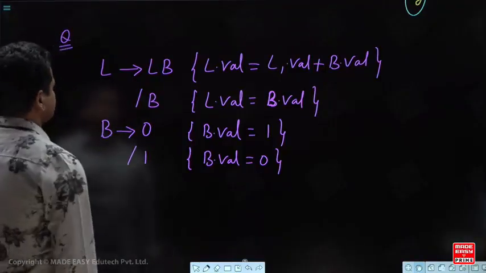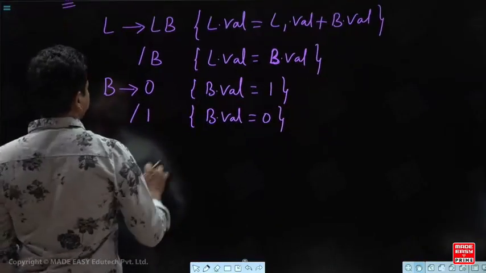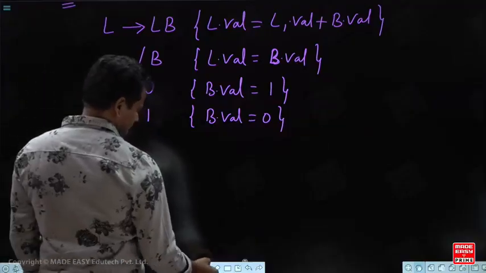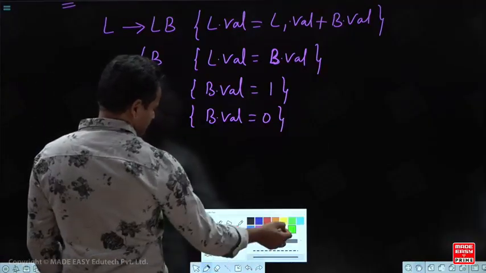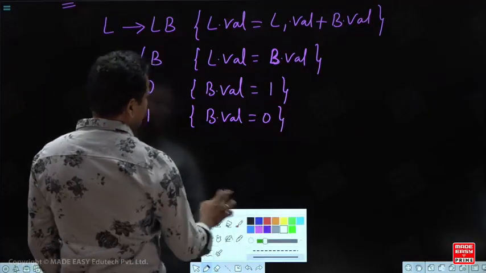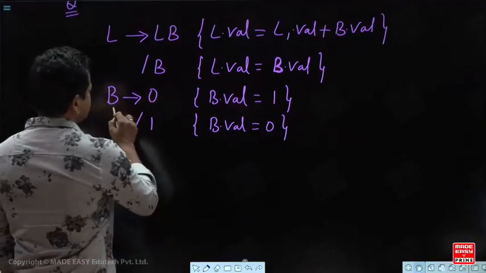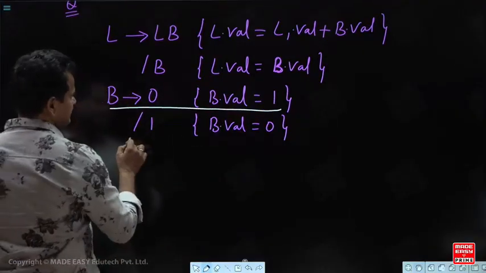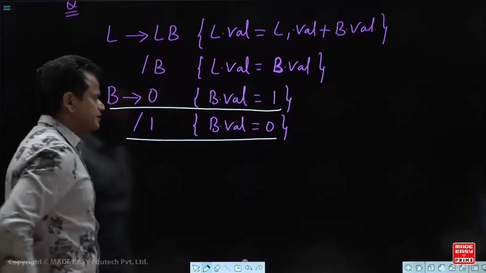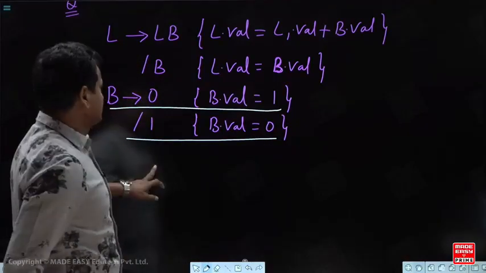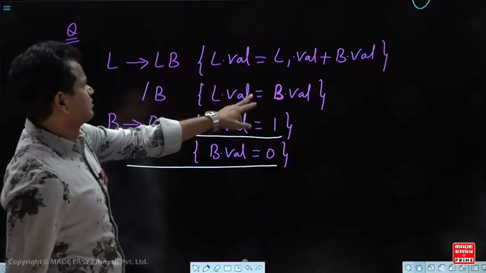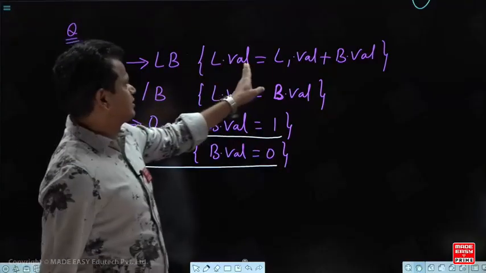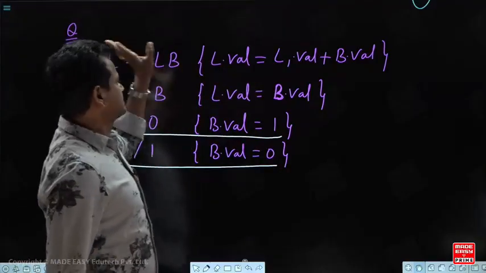So we'll see here, B dot. B derives 0, for this the action is B dot value is 1. B derives 1, the action is B dot value equal to 0. Then L derives B, L dot value equal to B dot value. L derives LB, L dot value equal to this value plus this value.